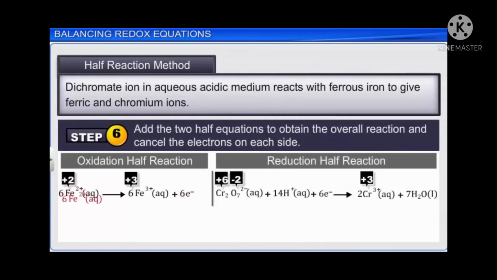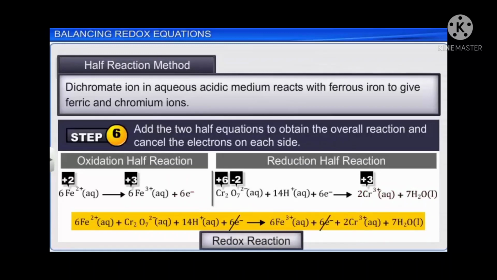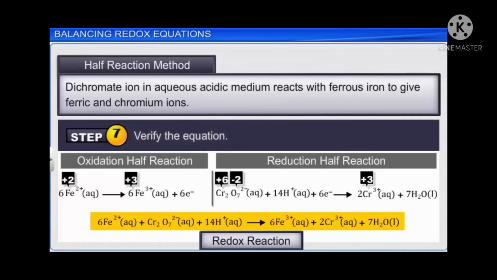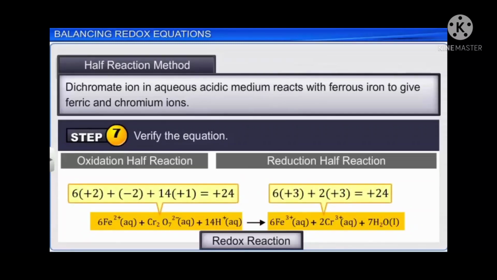In the sixth step, add the two half equations to obtain the overall reaction and cancel the electrons on each side. Thus, we obtain the net ionic equation as shown. Finally, verify the equation by ascertaining that the same type and same number of atoms and charges exist on both sides of the equation. Since the charges on both sides are equal, this is a balanced redox equation.